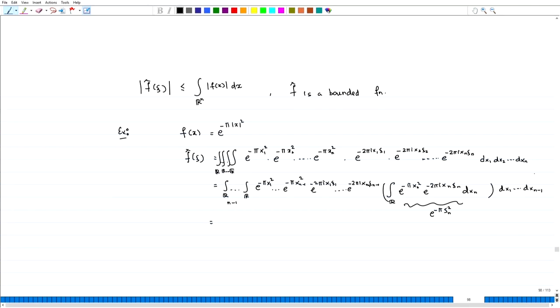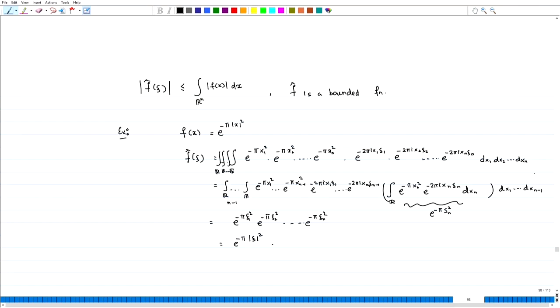So, this is nothing but what we know, that this is e to the power minus pi xi n square. So, similarly, if we perform each integral, then this is going to be e to the power minus pi xi 1 square, e to the power minus pi xi 2 square, ... e to the power minus pi xi n square, which is equal to e to the power minus pi mod xi square. So, the Fourier transform of the Gaussian is again a Gaussian.